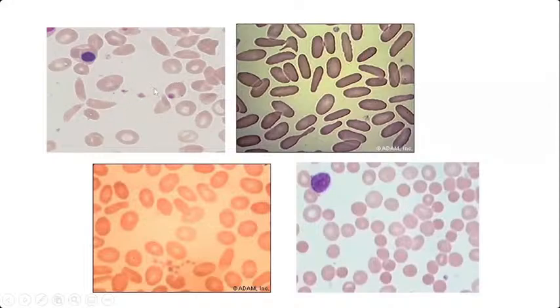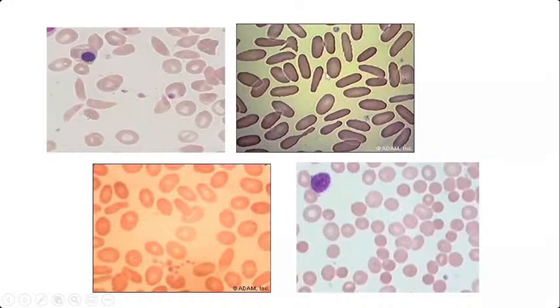Now I have my pointer on the one on your extreme left. Anybody wants to tell me what abnormalities I am pointing to here? Can you see my pointer? Anybody know what abnormalities these might be in the red cell? Yes? Somebody? Sickle cell anemia. Very good. These are sickle cells. And up here you can see this is what? This is a nucleated red cell. And that's what we call a normoblast or erythroblast.